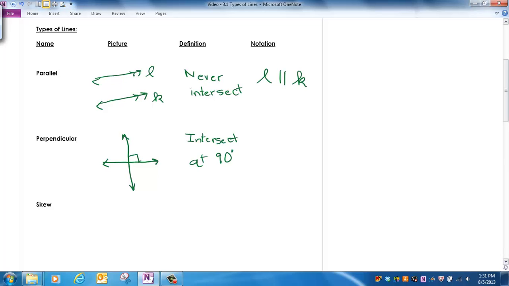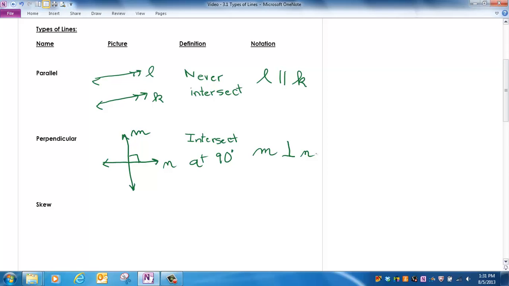So if we see a half of a square, again, we're guaranteed the lines are perpendicular, and that is a 90-degree angle. Let's call this M and N. Our notation tells us that M is perpendicular to N. Looks like an upside down T for perpendicular.